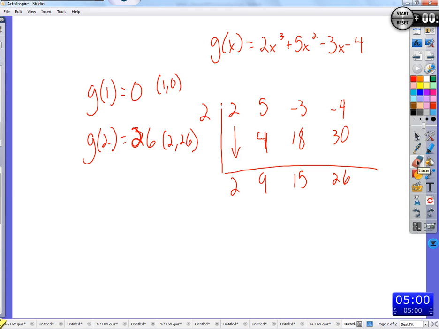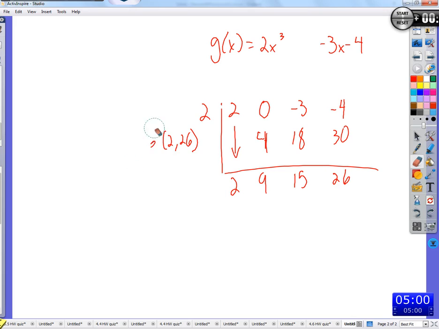The reason for the zeros is that if there is no x squared term, if it was just 2x cubed minus 3x minus 4, we still need a placeholder for that x squared term. So this would be a 0. There is no x squared term, but we do need that placeholder. You have to go through that multiplication step for synthetic substitution to work. Now these don't work anymore, because we've changed the function. Different example. None of this stuff works anymore.